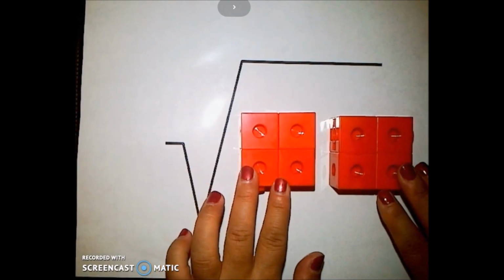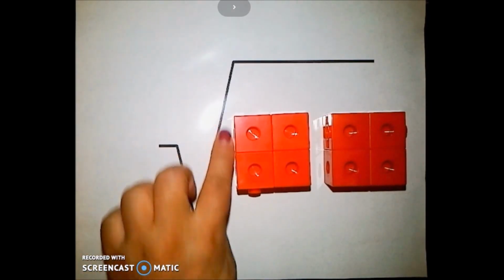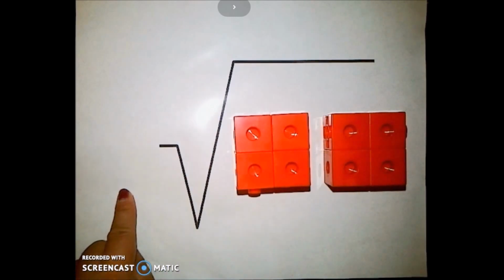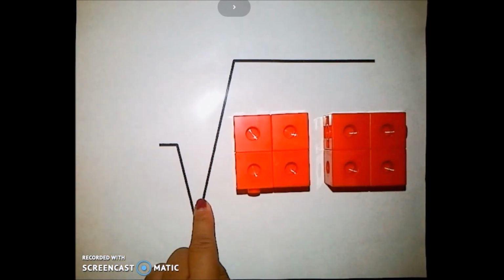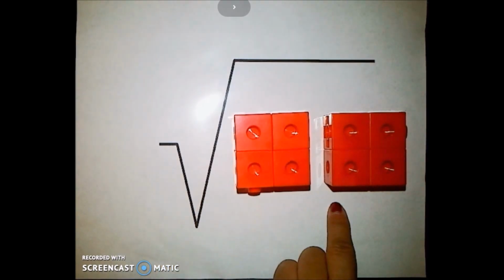Okay, so what I have now is 2 groupings of a 2 by 2. So in a model format, the outside number is the size of our squares, in this case 2 by 2, and then the inside represents the number of groupings that we have. So in this case, we have 2 groups.